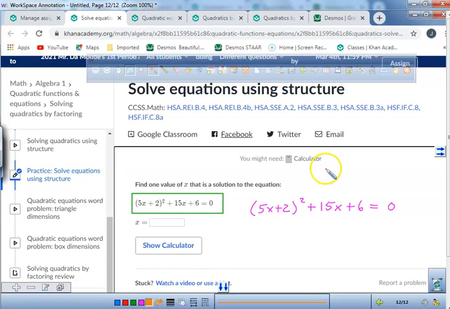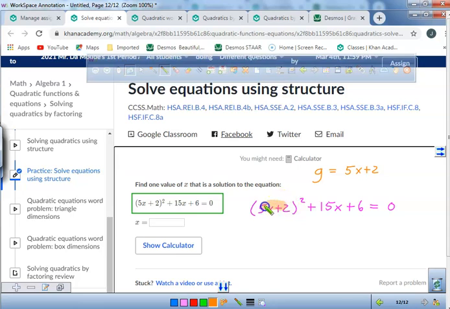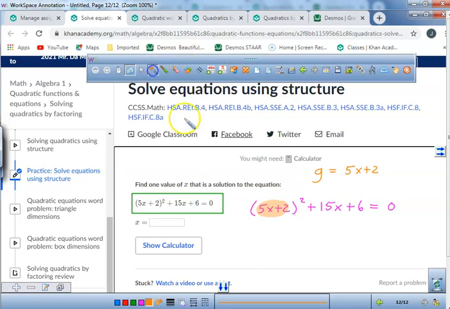So I want you to put wherever you see... that's supposed to be a G. It's a horrible G. Here we go. Put G equals 5x plus 2. So right here, wherever you see a 5x plus 2, what am I going to replace that with? A G. So put G, and what's happening to it? It's being squared. So put G squared.